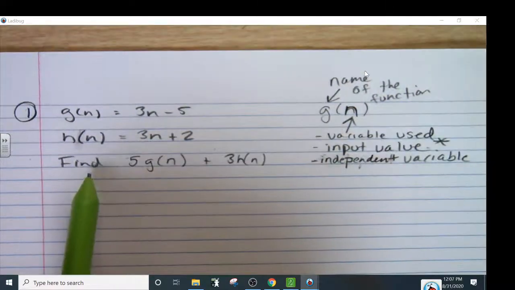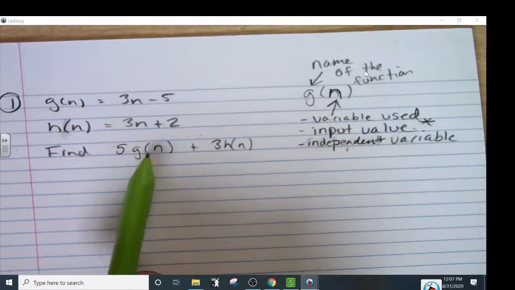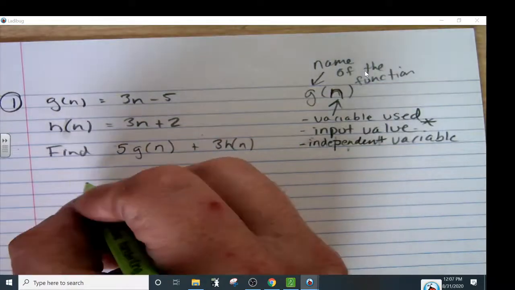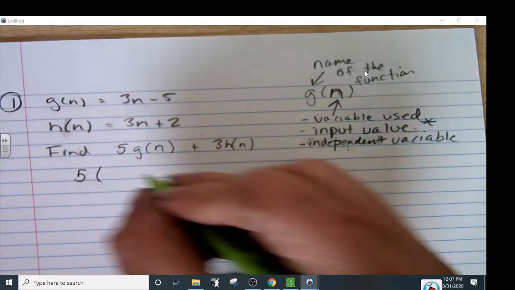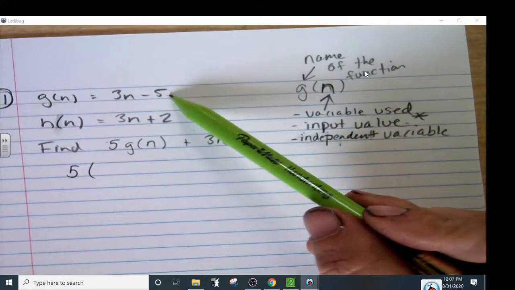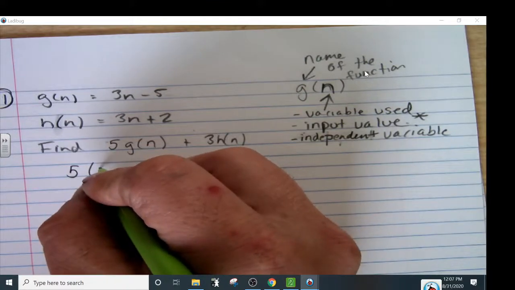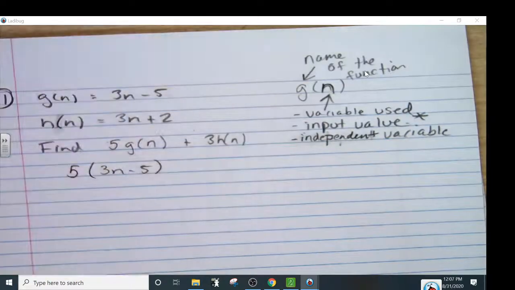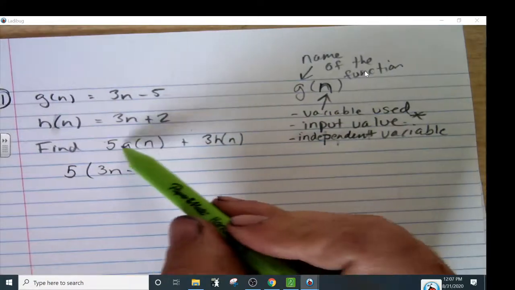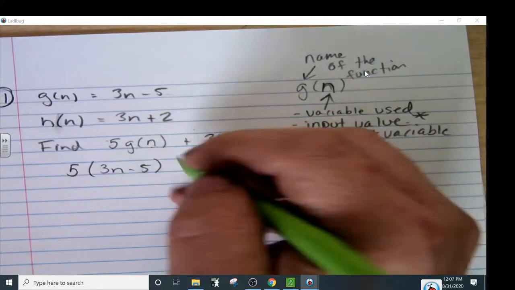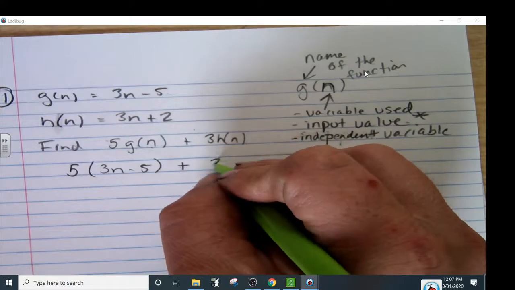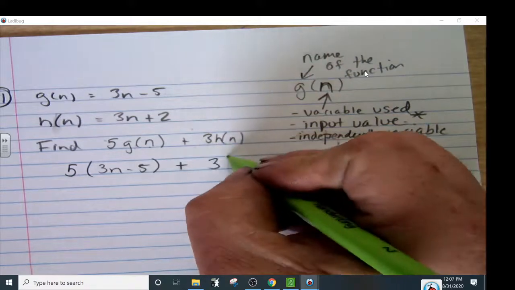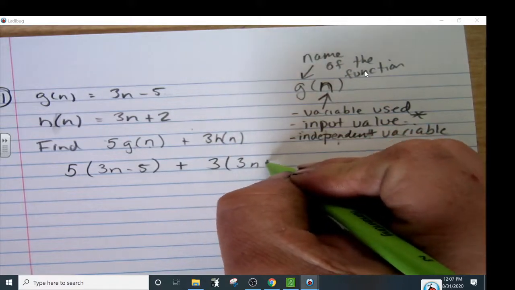Okay, now it says find 5 times g of n plus 3 times h of n. So now what you're going to do is this: 5 times, now g of n is this guy right here, so you're going to plug that in the parentheses, because it says 5 times the function g. Plus 3 times h of n, which is this guy right here, 3n plus 2. So you're going to make your parentheses and put that in the parentheses.